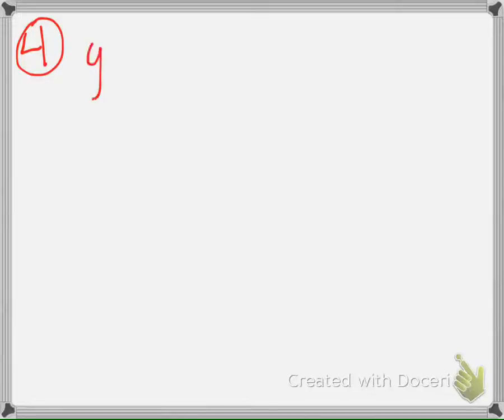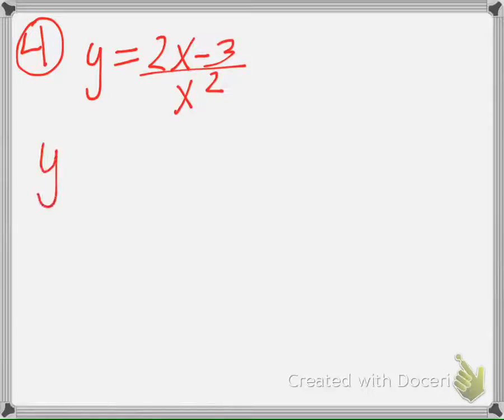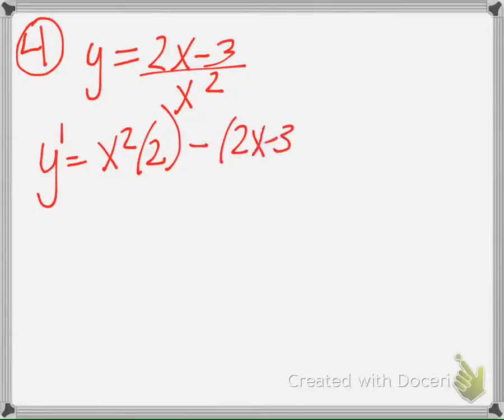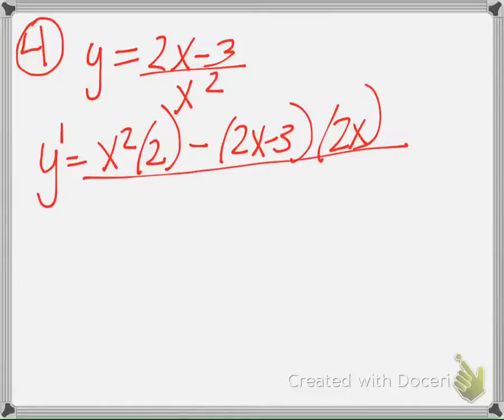Okay, so the original is this. And we're going to find the derivative, which is a quotient rule. The bottom times the derivative of the top minus the top times the derivative of the bottom all over the bottom squared. Okay, so we're going to set this equal to 0, and I'm going to just simplify as I'm doing that.